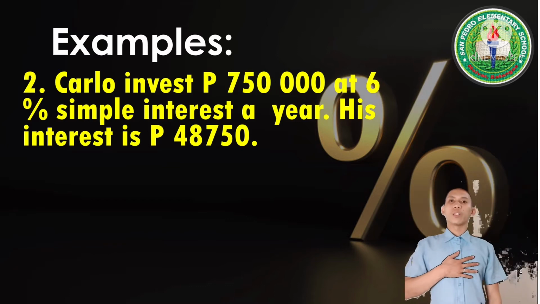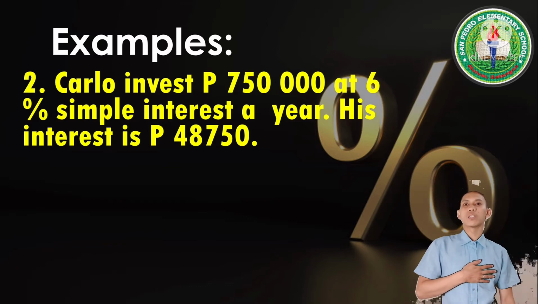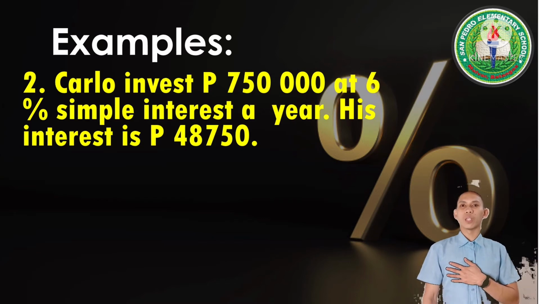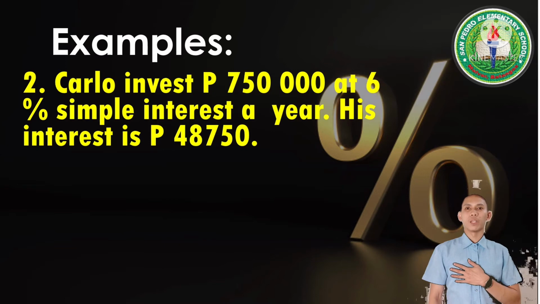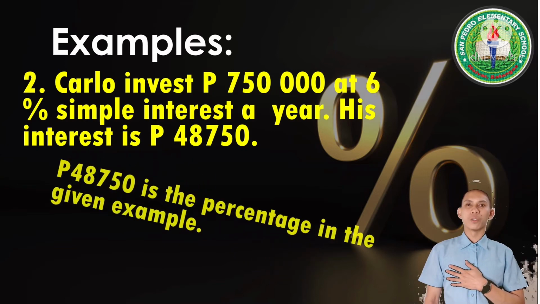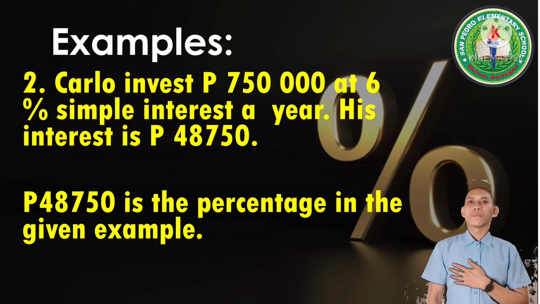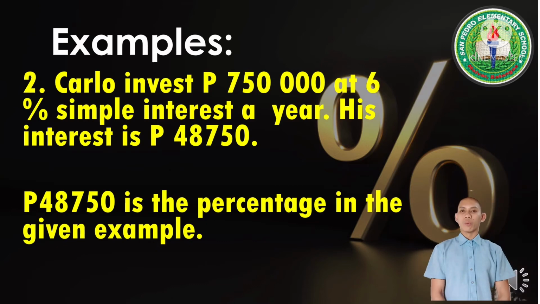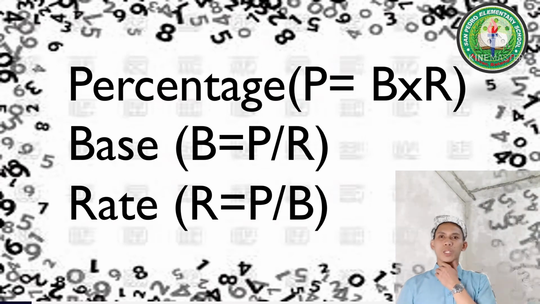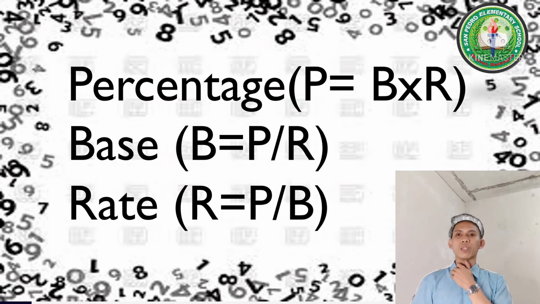Carlo invests 750,000 at 6% simple interest in a year. So, his interest is 48,750. So, what do you think will be our percentage? Very good. Our percentage is 48,750 pesos. And okay, now let's proceed to the formulation of our base, rate, and the percentage.